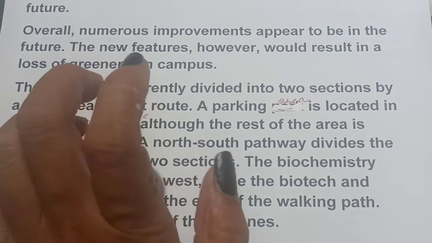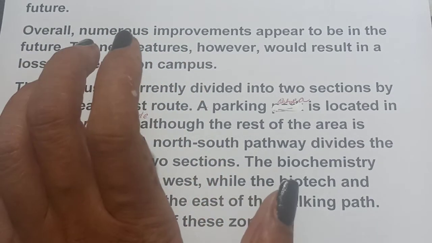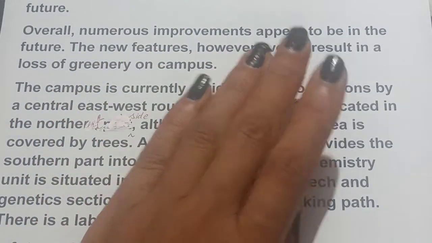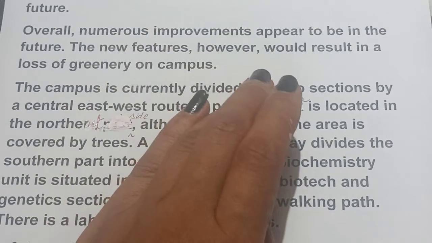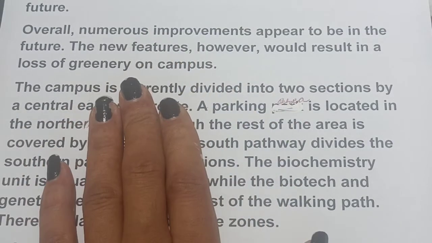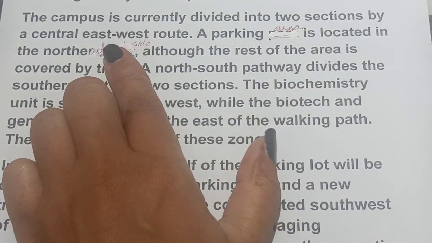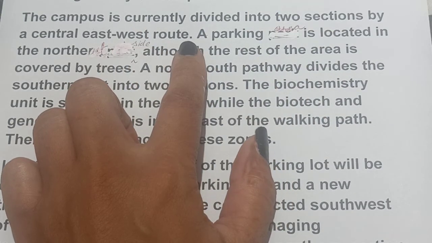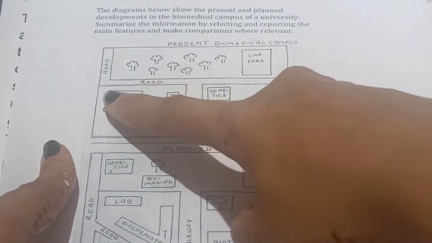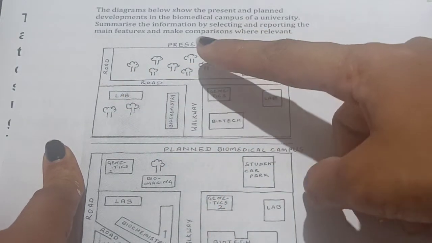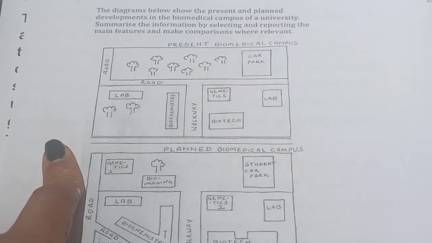So we can see that a lot of improvements will be there, a lot of buildings will be there, but due to these new features, there will be a loss of greenery on the campus. The campus is currently divided into 2 sections by a central east-west route. So currently, due to this east-west route, a road can be seen. It is divided into 2 parts.